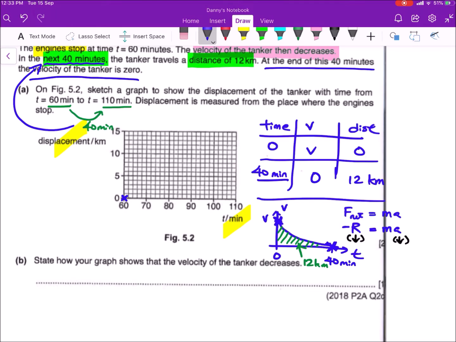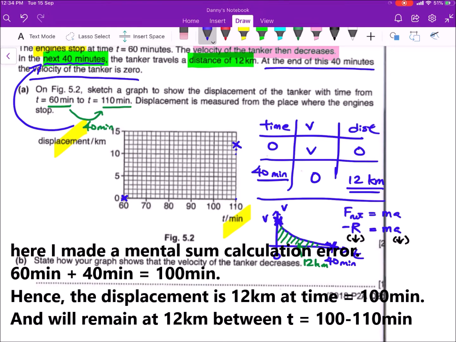Now I know after 40 minutes it has traveled 12 kilometers. So at 40 minutes I travel 12 kilometers. This is 10, 11, 12. Then I need to ask myself, between the first point and the second point, is it a straight line? Is it a curve like this? Or is it a curve like that?